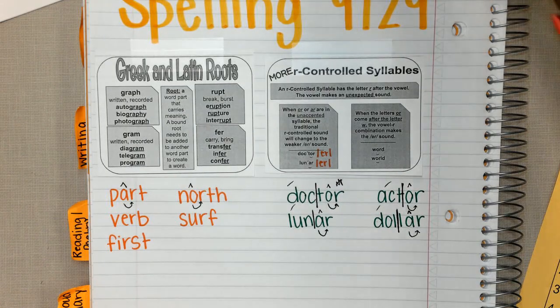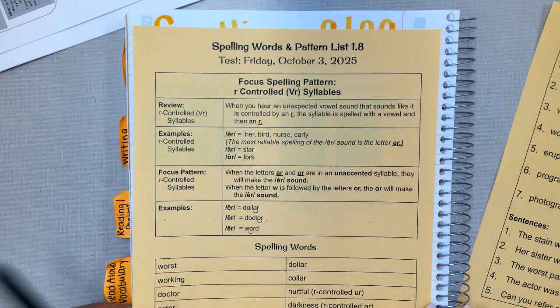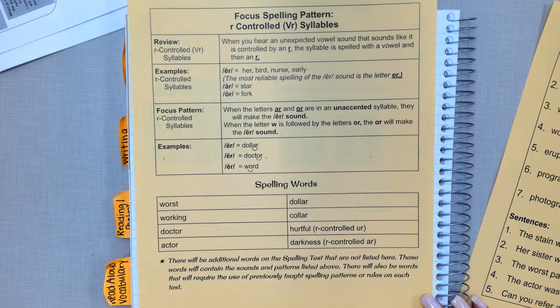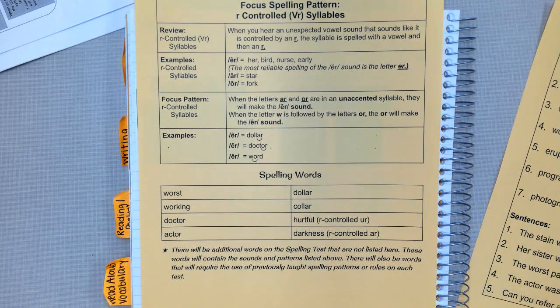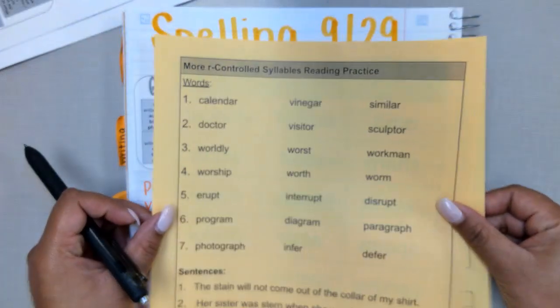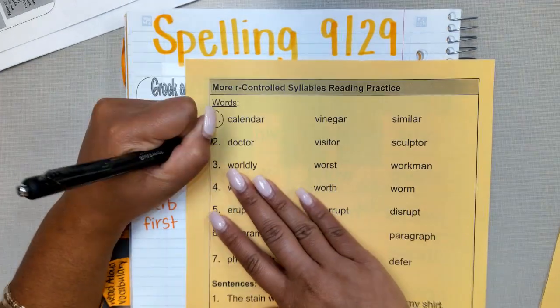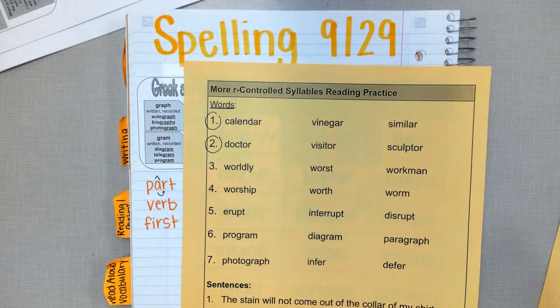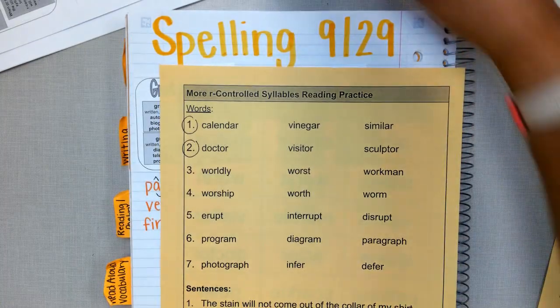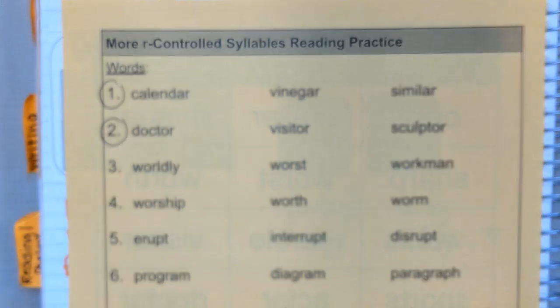You're going to ask your sub for your 2 word study papers this week. They are a yellow color. This is your spelling list. And this is your reading practice. Today for Monday, you are only doing rows 1 and 2. Remember, you are going to put an accent mark on the R-controlled syllable where you are emphasizing that syllable.